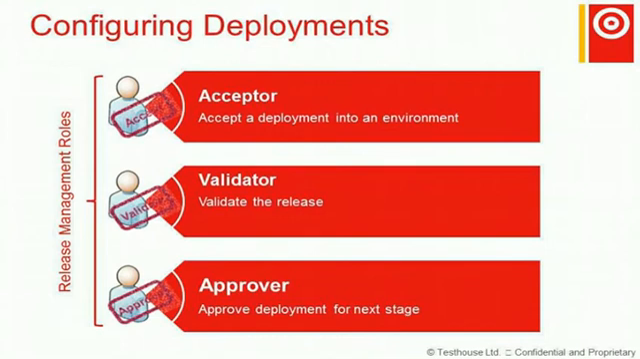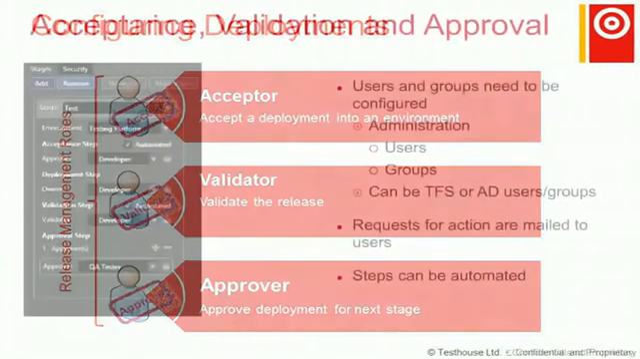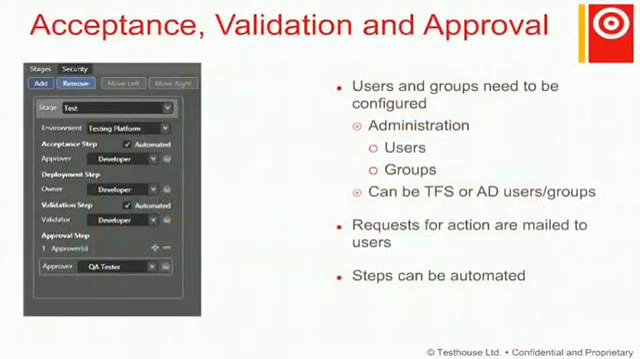And that's very easy to configure. If I can find my mouse, very easy to configure in an interface. So when you set your stage up and you've decided which environment you're going to have, you can drag this around. So here you decide who's going to approve the release, who owns it, who's going to validate it, and who's going to approve for the next release. They can be TFS users groups or AD users groups, and the requests for actions, if you've got it configured, will be mailed to users.